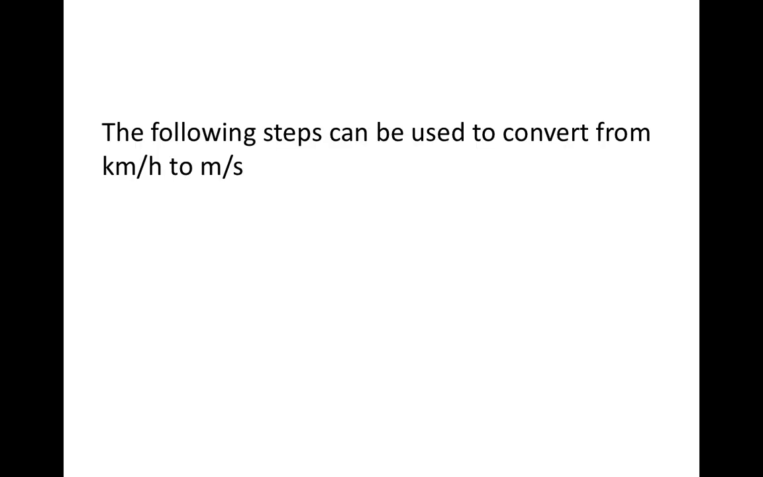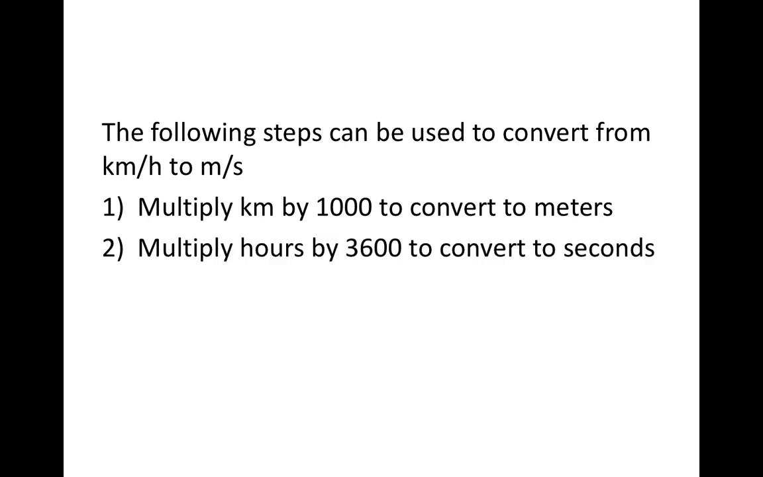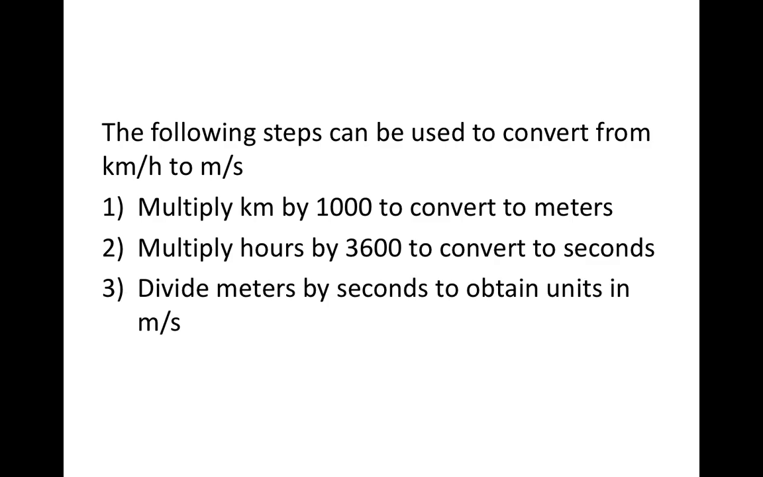The following steps can be used to convert from kilometers per hour to meters per second. We've done this before when we looked at unit conversions, so this is just a bit of review. We multiply kilometers by 1,000 to convert it to meters. We multiply hours by 3,600 to convert it to seconds. And then we divide meters by seconds to get meters per second.